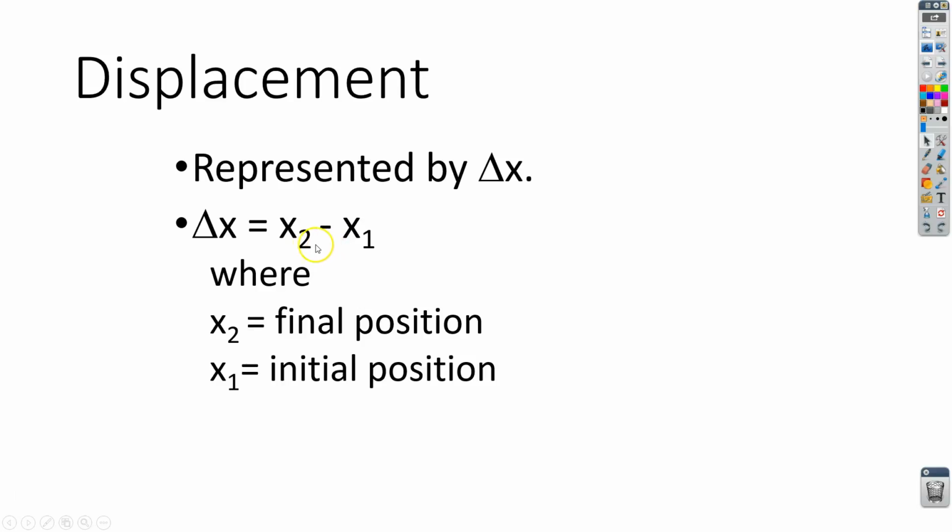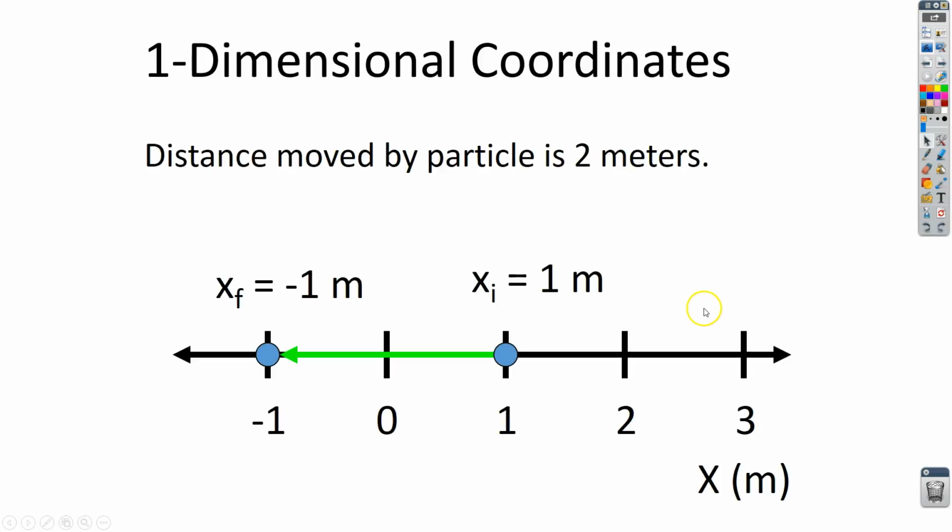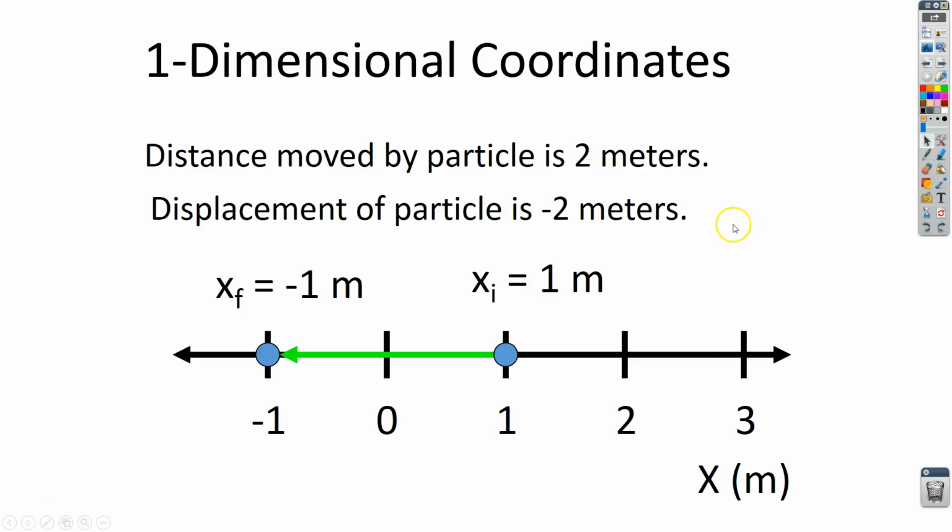And so here our change in position is x2 minus x1, where our final position is x2, and our original position is x1. The distance that we moved by this particle, remember, was 2 meters. And so if I think about the displacement, it is -2 meters. Why is it -2 meters? Well, remember we said delta x is equal to x2 minus x1. So this is my final position. My final position was -1 minus my original position. And I end up with an answer here of -2 meters.